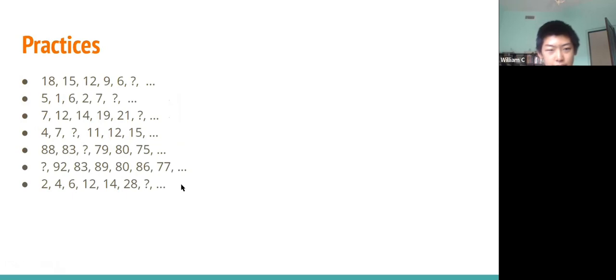Now let's practice. Can you please tell me the next number in the first pattern? If you have the answer, please type it into the chat. Good job. The operation is minus 3, so the next number is 3. 6 minus 3 equals 3. Now try it for the second pattern. Can you please tell me the next number of the pattern?